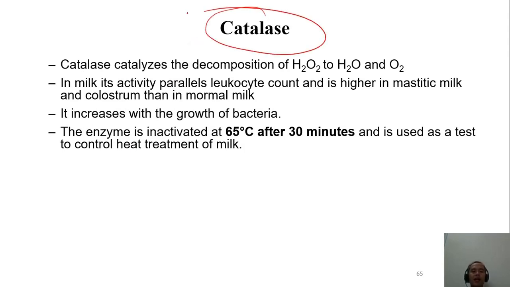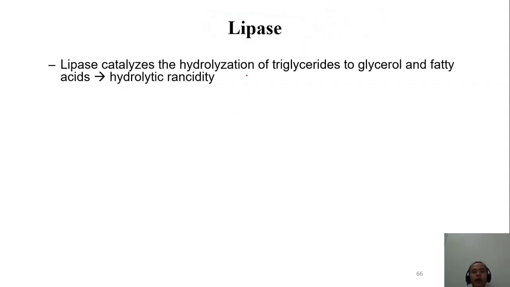And then the enzyme catalase. We already know before that this enzyme comes with leukocytes, white blood cells. When milk has more catalase, higher activity of catalase, it will indicate that the milk is from a mastitis cow. The cow which has mastitis, and then the milk has more leukocytes and higher catalase activity. Lipases is the enzyme that hydrolyzes lipid, that hydrolyzes triglyceride. It causes lipolytic rancidity. We have two kinds of rancidity, lipolytic and oxidative, and the enzyme will cause the lipolytic one.